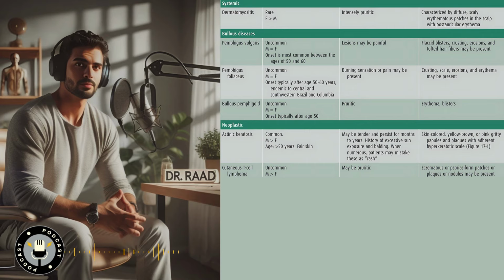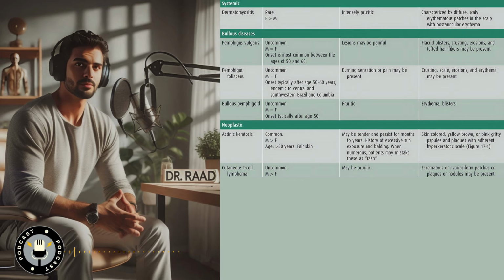Bullous diseases: pemphigus vulgaris. Who: uncommon, equal in males and females, typically appearing between ages 50 and 60. Symptoms: patients report painful lesions, and you might see flaccid blisters, crusting, erosions, and tufted hair fibers.